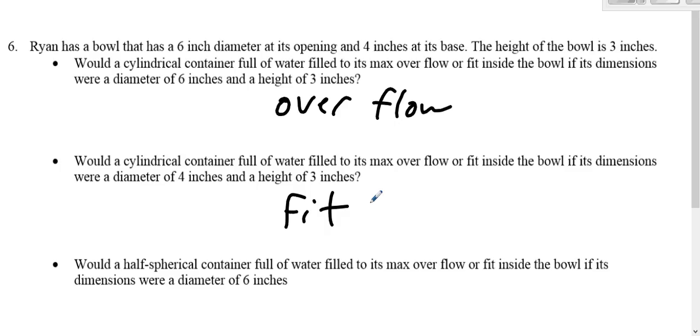And then a half spherical container. Now, since the bowl probably looks a little bit like this, and the sphere is going to be more curved, it would fit. The sphere would be more curved than the bowl, so it would fit. Because the diameter is 6, which means the radius is 3, which fits within the height of the bowl also.